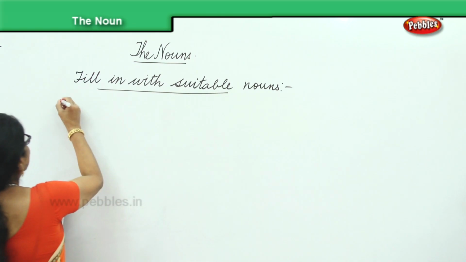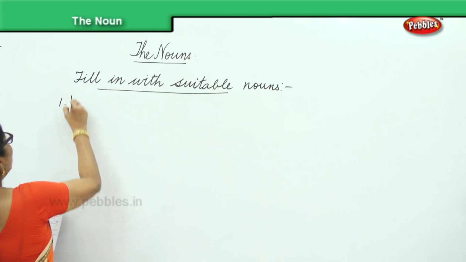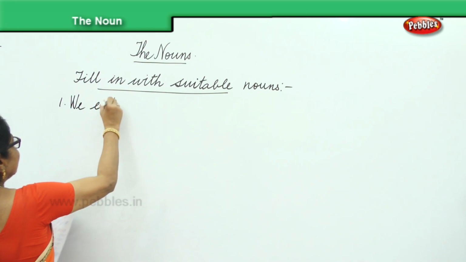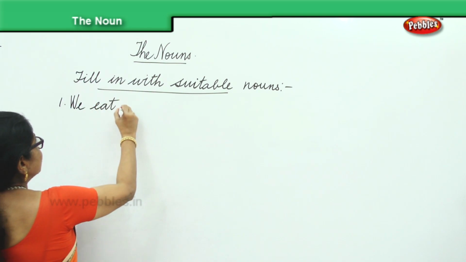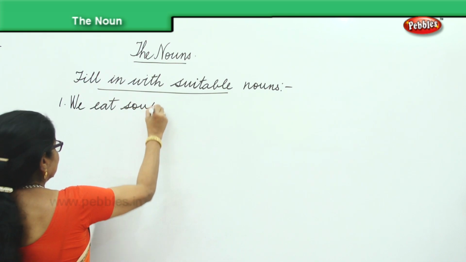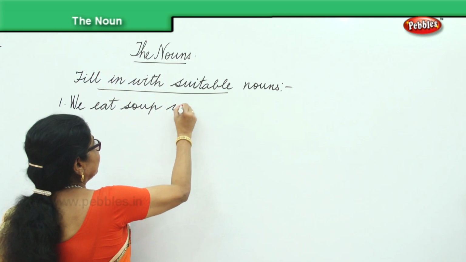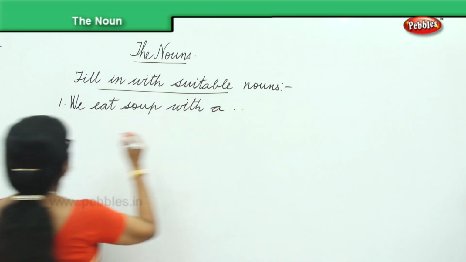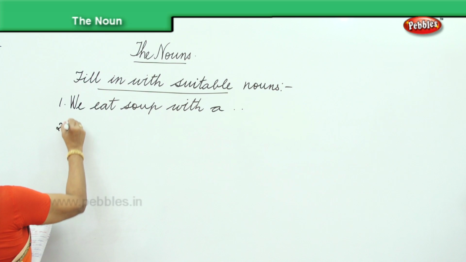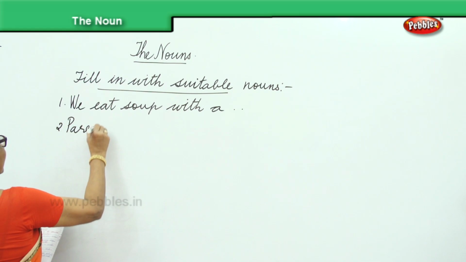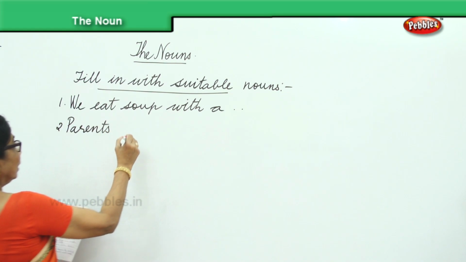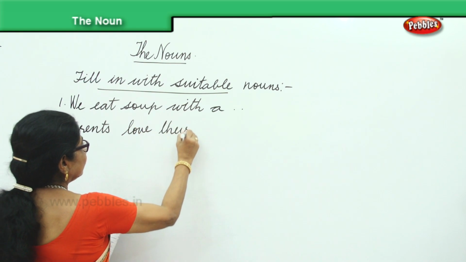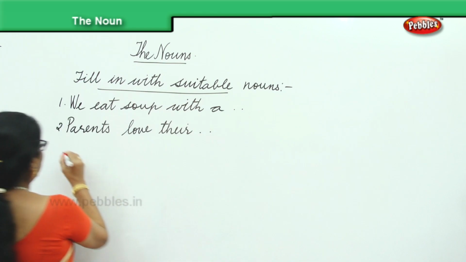Okay? Now, first I have here for you, we eat soup with, you can put in anything. Next, parents love their, you can put in anything there.